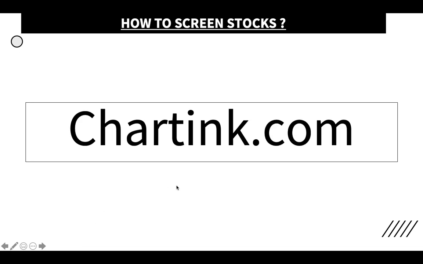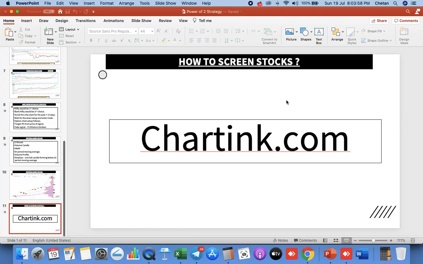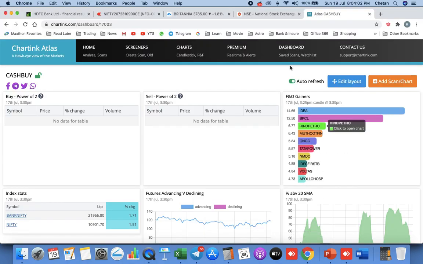Okay, so I'll show you if you want to screen for Nifty 50 stocks which are satisfying the power of 2 strategy on the chart, charting.com is the best website at a reasonable cost. It is around 780 rupees per month. It's really worth it. I'll show you some examples of how the power of 2 strategy worked for the stocks that performed on Friday. If you just see here, you can make a dashboard like this. Automatically the stocks get updated in real time.